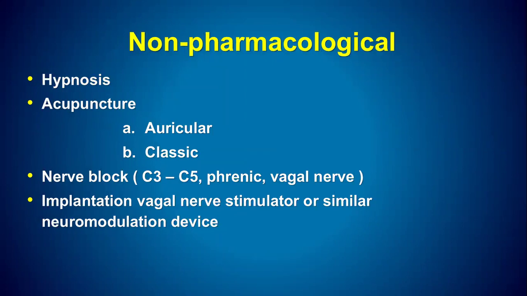Okay, so other measures are hypnosis, acupuncture, nerve blocks, or vagal nerve stimulator or neuromodulation devices, basically. But again, you need expertise in all of these. So if it's available, you can obviously go for it and try it. If not, then the previous ones, like smelling salts, Valsalva maneuvers, can be tried along with your pharmacological measures. Next slide, please.